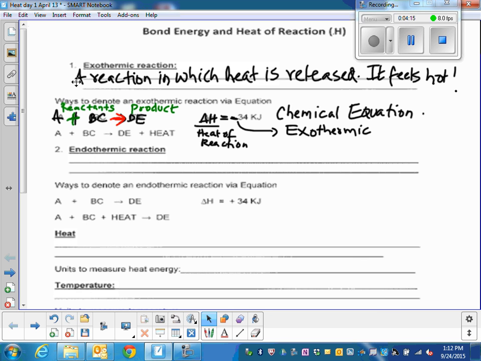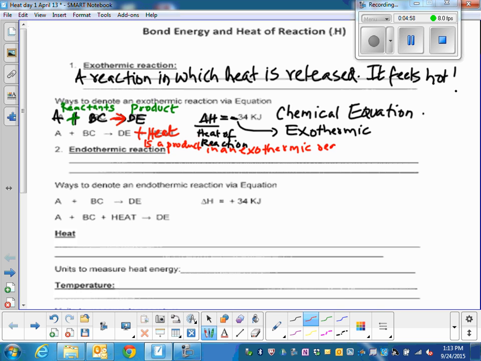Sometimes they will not put a number or a sign. Instead, on the product side, they will write plus heat. On the product side, what have they written? Plus heat. So, if heat is a product, what is the type of reaction? It is an exothermic reaction. We are still in exothermic. Write down, if heat is a product, it is an exothermic reaction. If heat is denoted on the product side, it is being given out and it's an exothermic reaction.